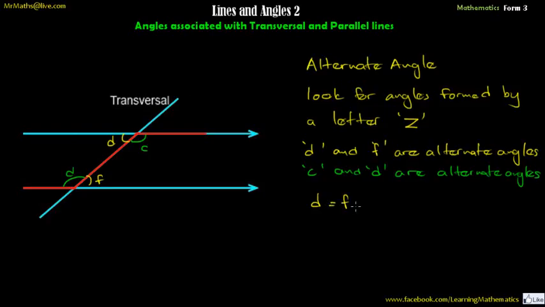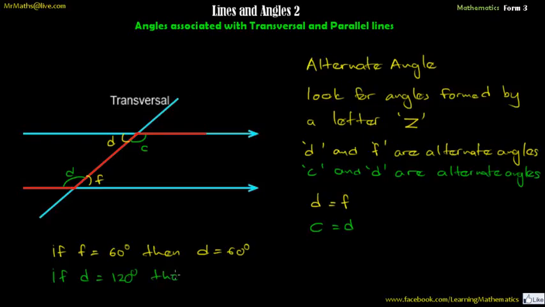And likewise, C is equal to D. For example, if F is equal to 60 degrees, then D is also 60 degrees. Likewise, if D is 120 degrees, then C is also 120 degrees. So this is a new term that you need to memorize. If you have any trouble memorizing or understanding the concept that I've been trying to describe here, try to repeat this video again or refer to your textbook.